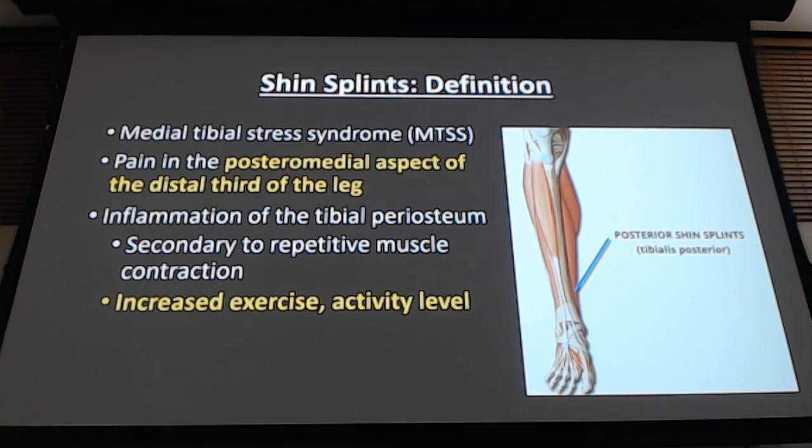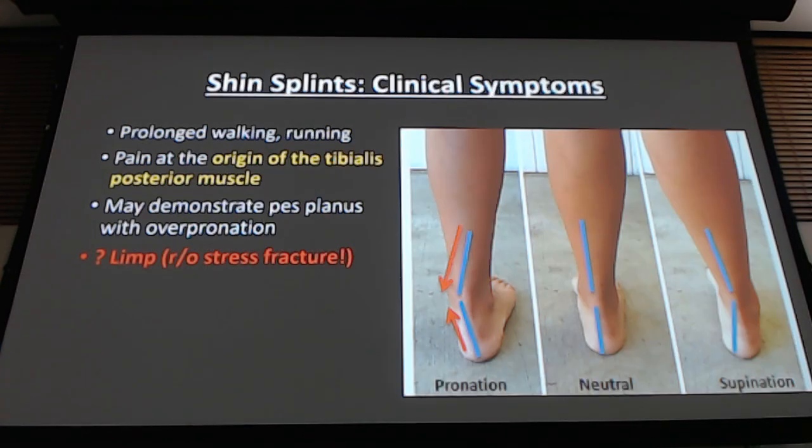Okay. I think what you're going to see, especially if you go work in training environments, where you're the medical officer in a training environment, is that all of a sudden people get into periods of time where they're doing increased exercise and they have an increased activity level, and this can be a sequelae of that. Okay. So clinical symptoms wise, they're going to have a history of prolonged walking or running. Okay, and again, that increased activity level.